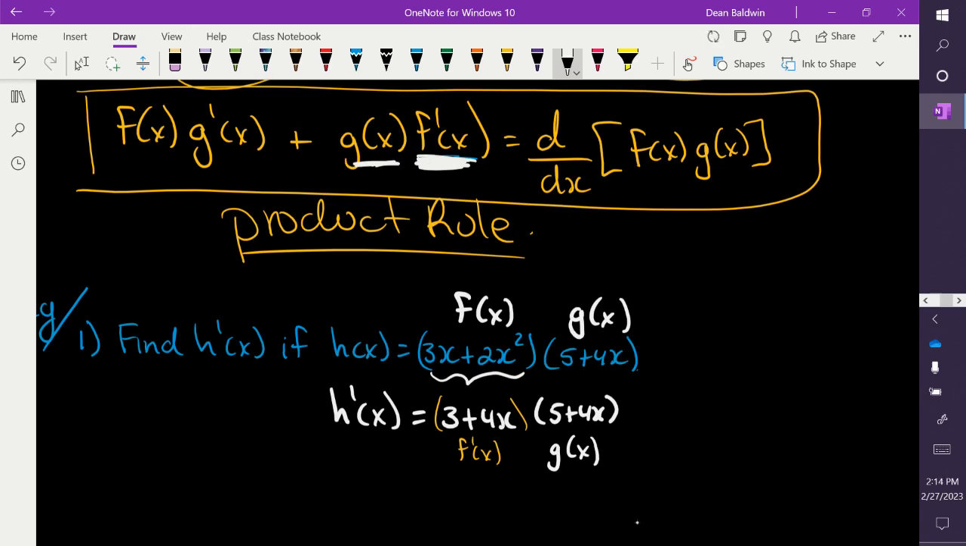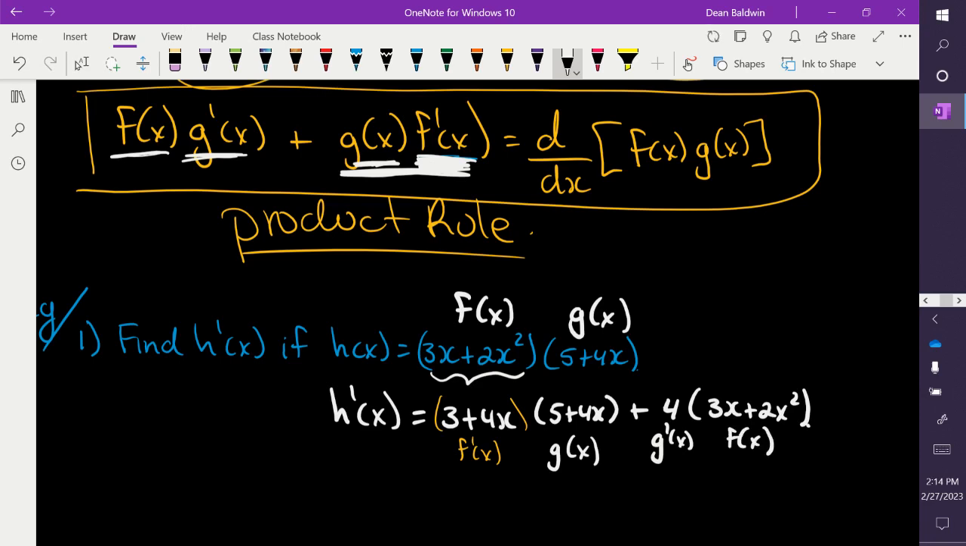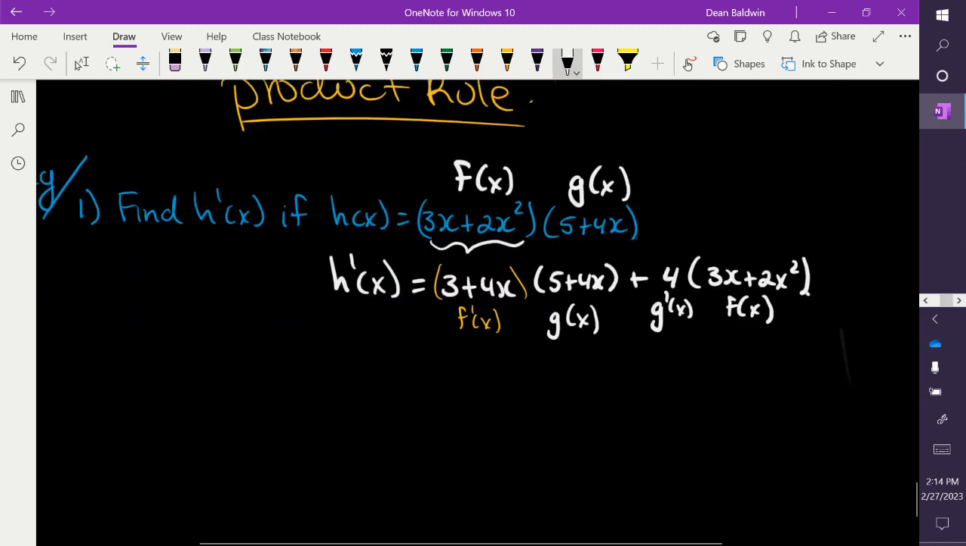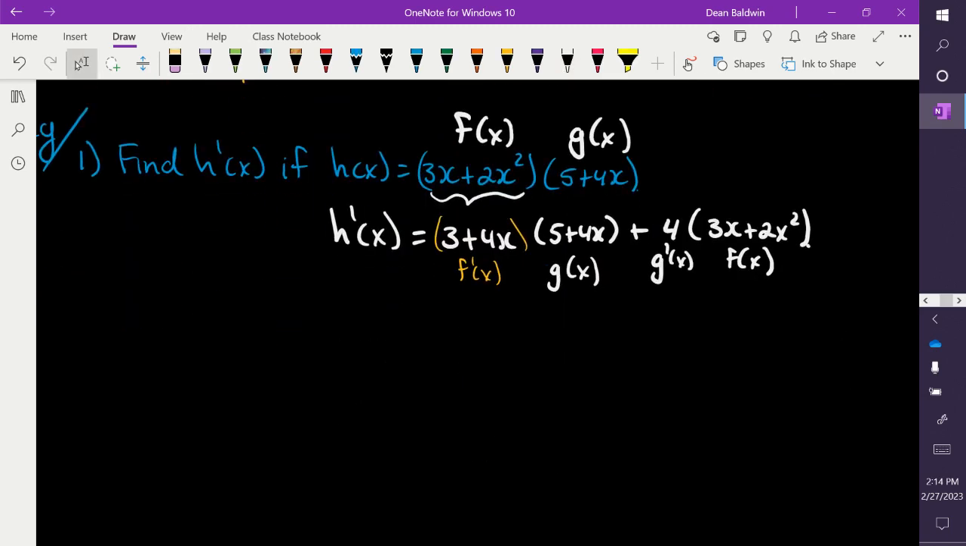So f prime g of x, that's this bit here, plus, and then you do g prime. What's the derivative of the second bit? Matthew? 4. So that's g prime times f of x, which is this stuff here. So that's f of x. So it takes functions that are simple, and you're going to start to find this with chain rule and things like that. It's going to take a simple function, and it starts to blow it up. Okay?